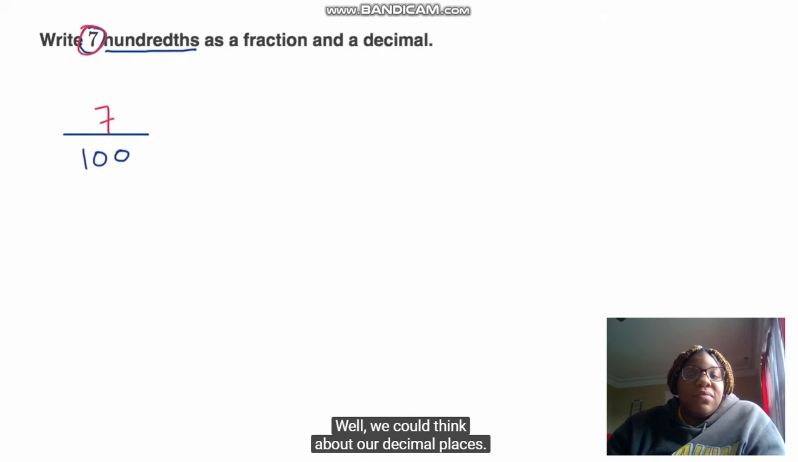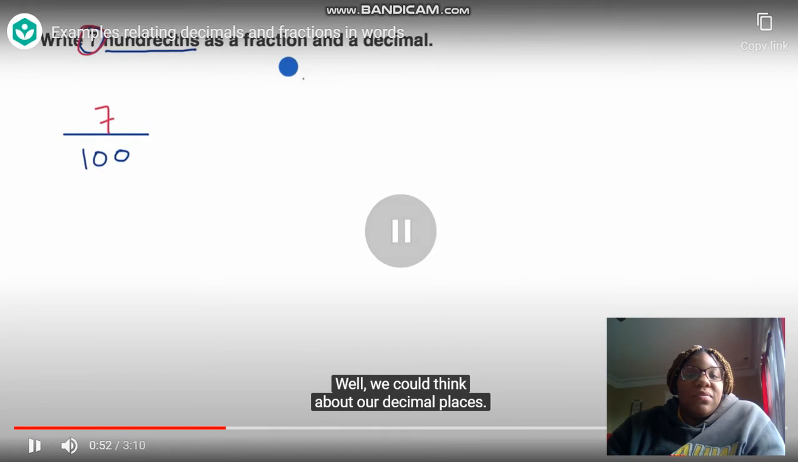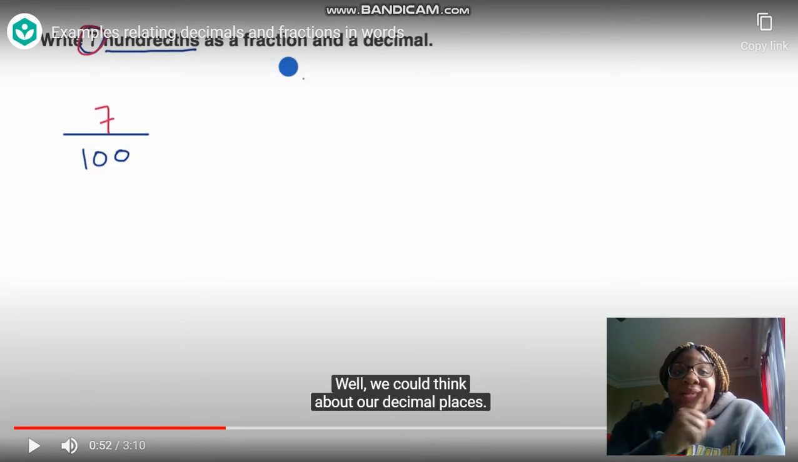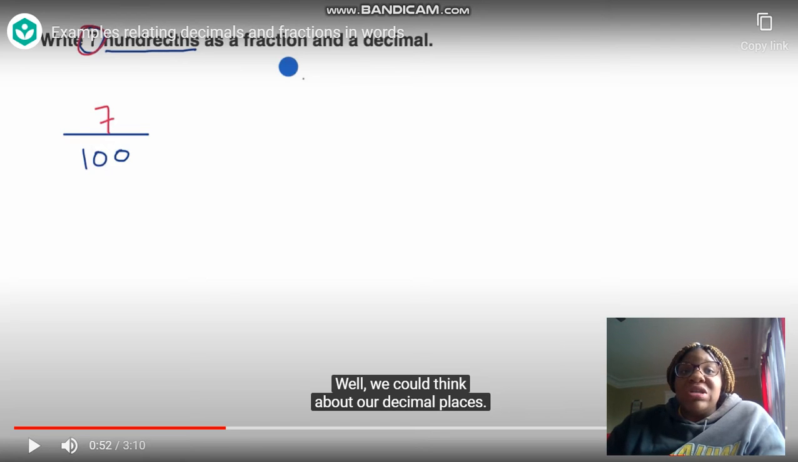Well, we could think about our decimal places. This is the time you may want to use that reference sheet that I put in your resource packet to think about, how could I write 7/100ths as a decimal? Take a moment to try to write 7/100ths as a decimal. Go.